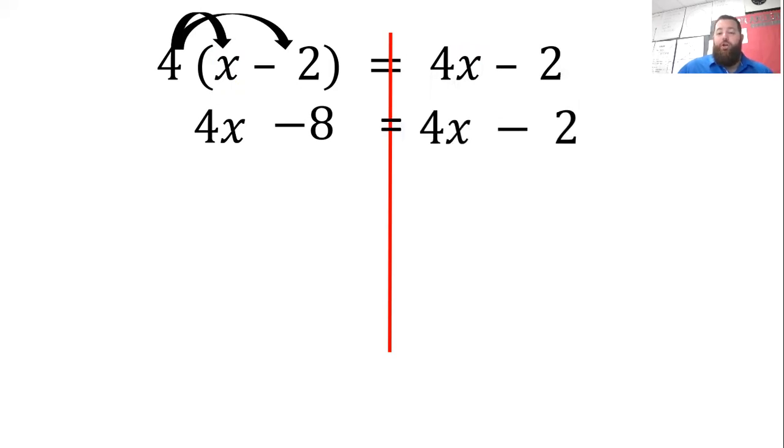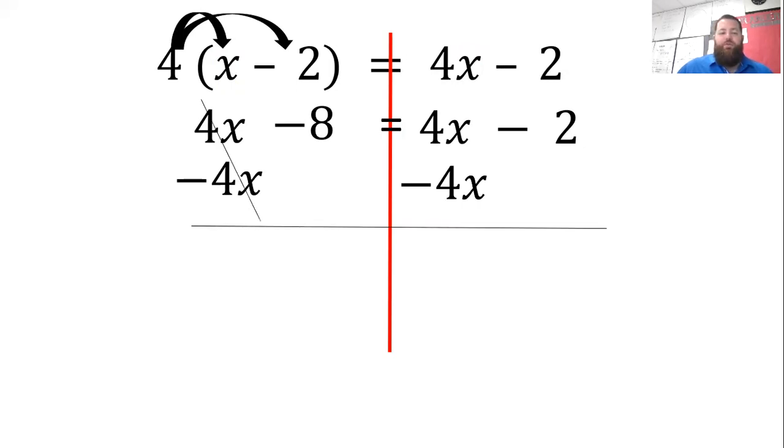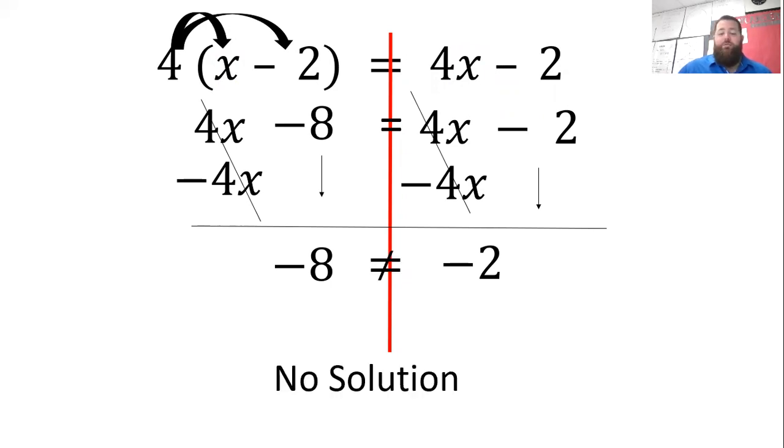So again, look at your x's. They're both the same value. So I just write minus 4x. It doesn't matter where you subtract from. Minus 4x minus 4x. Those 4x's cancel out. I bring down my -8. These 4x's cancel out. I bring down my -2. So here's the question. Does -8 equal -2? The answer is no. They are not the same. So therefore, they're not equal. So my answer is no solution. There is no value that we can put in for x to make that statement true ever.